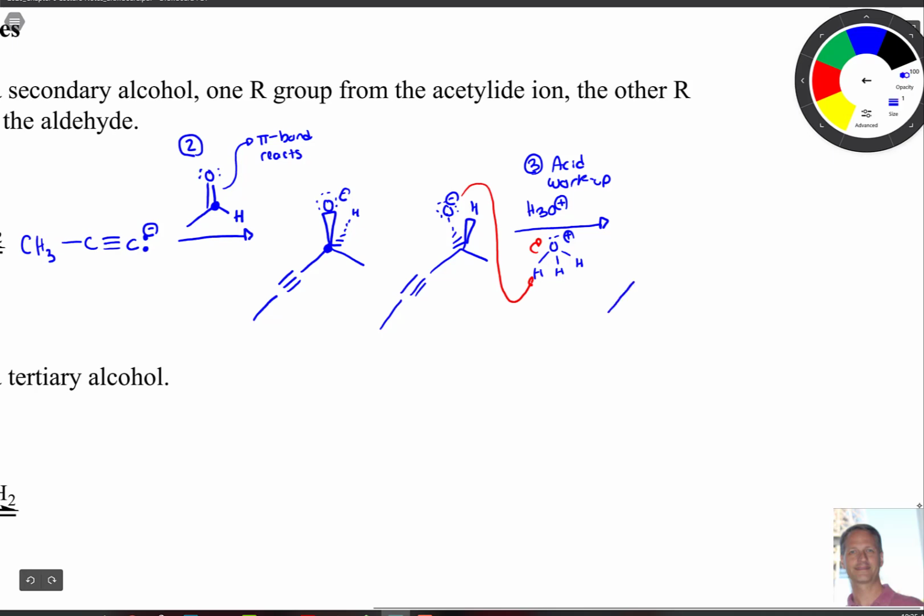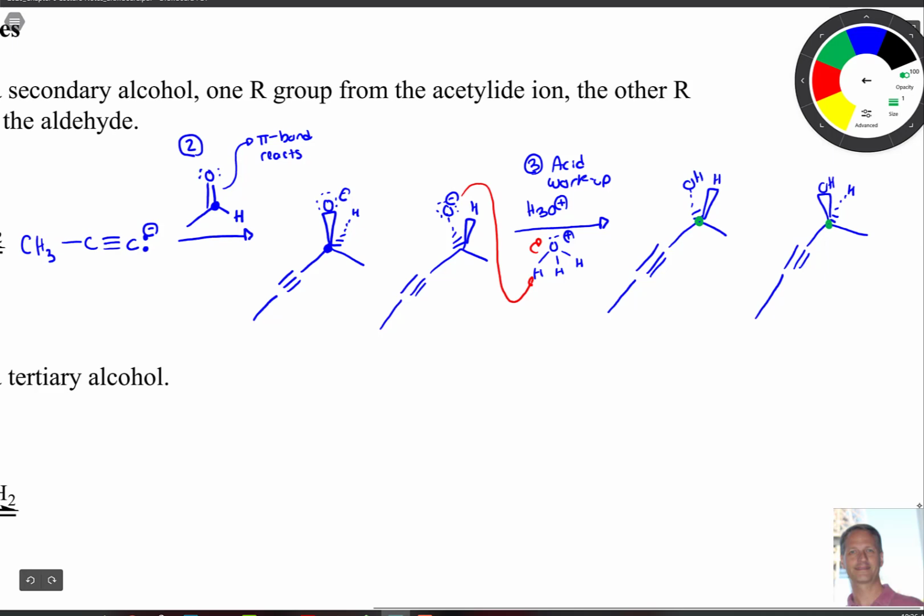So we're going to get this guy, and you don't need to put the H in there anymore if you don't want to, plus that guy. You get these two products. So we have a new chiral center that's formed there.